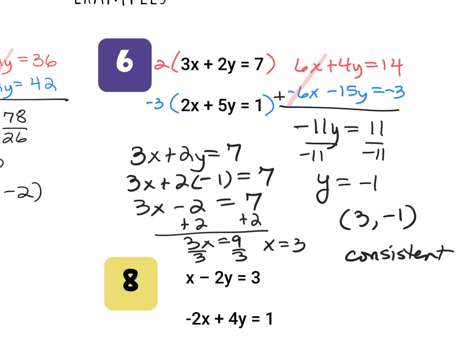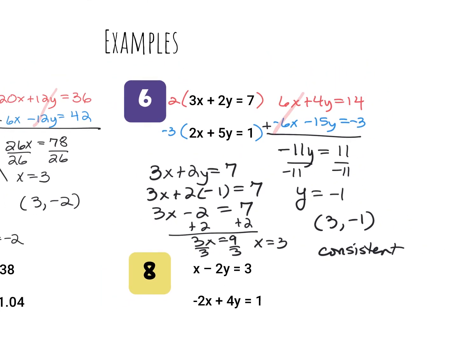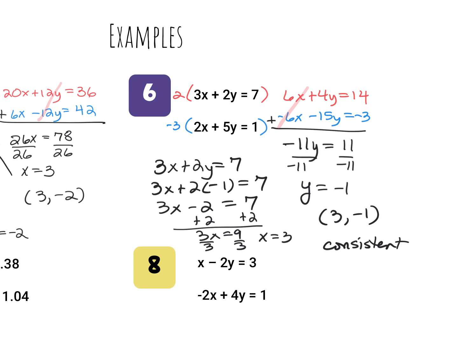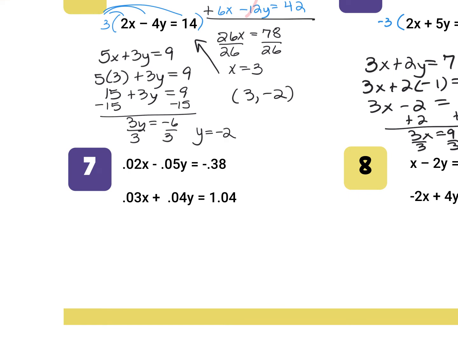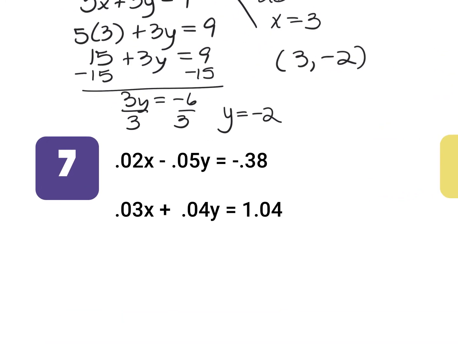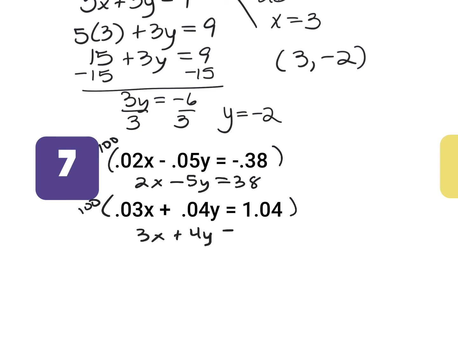Let's try number 7. Same thing. Now, what I'm going to do on this next one, so I don't have to work with decimals, I'm going to go ahead and multiply both equations by 100 to clear my decimal. So really what I'm doing is just moving the decimal point on both. So once I did that, I'm now working with 2x minus 5y equals 38. 3x plus 4y equals 104. You don't have to do this. We did this at the beginning of the school year. It just makes it a little bit easier because we're not using calculators.